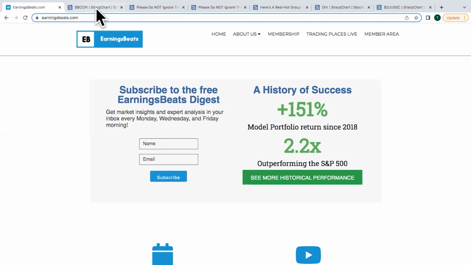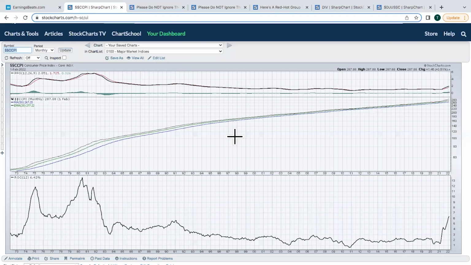All right, 5 charts today. First one I want to deal with is inflation at the consumer level, core. At StockCharts, you can actually access the CPI data by simply typing in $CCPI. That'll get you the core consumer price index.